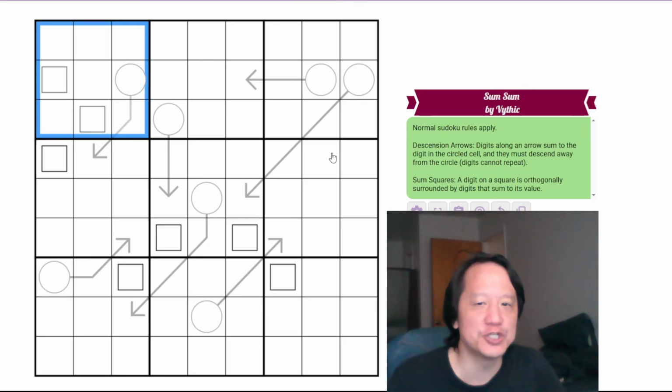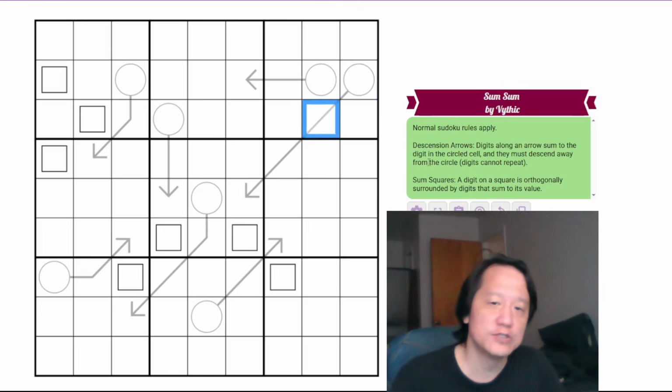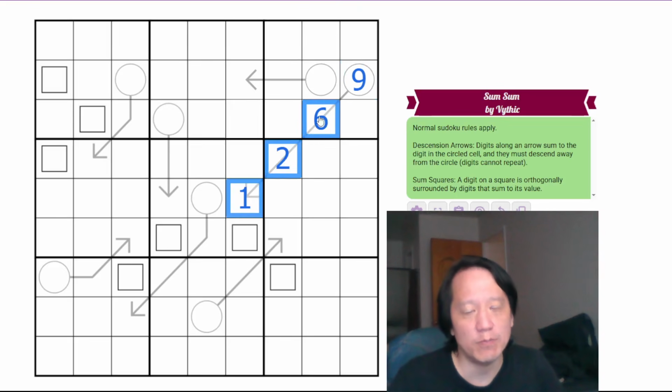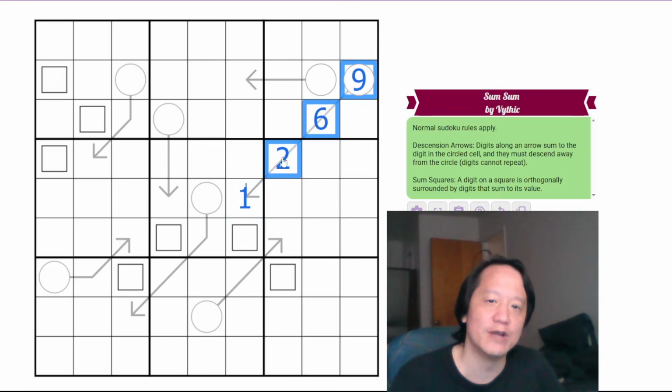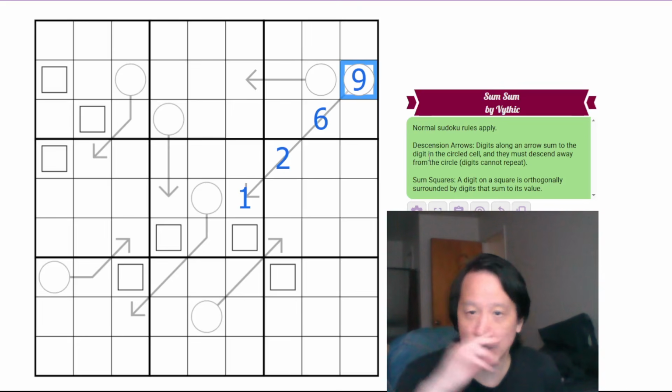We have descension arrows, where digits along an arrow sum to the digit in the circled cell, and they must descend away from the circle. That is, digits cannot repeat. So, for example, we could have something like 6, 2, and 1, and this would add up to 9. The digits along the arrow must be decreasing, going away from the circle, which they are, and they must add up to the digit in the circle connected to it, which they do. 6, 2, and 1 add up to 9. So that's an example of how descension arrows work, and that's one part of the sum.